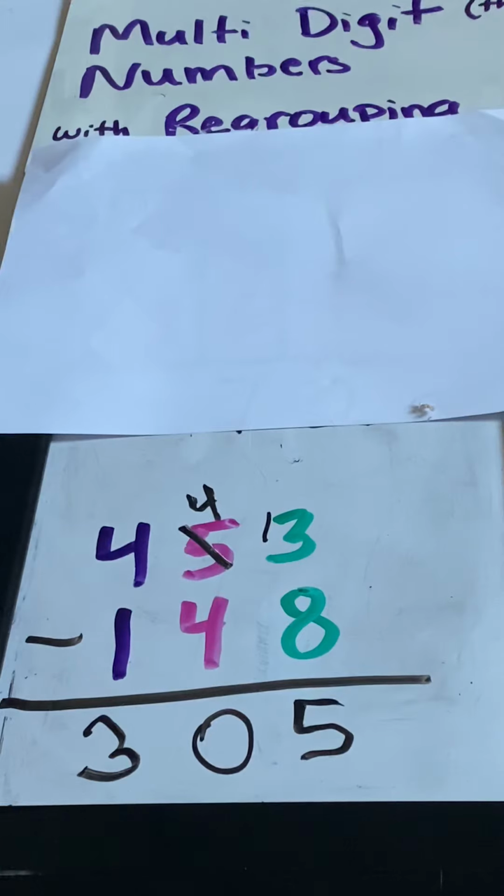That is subtracting multi-digit numbers with regrouping, and mainly 3 digits.